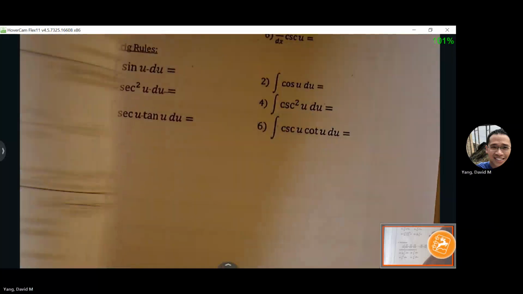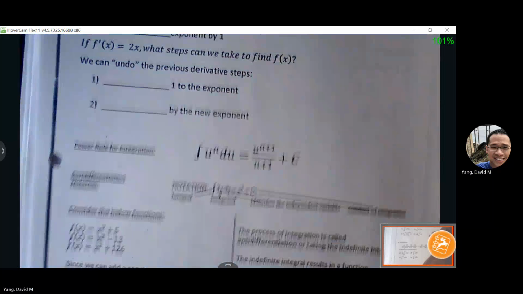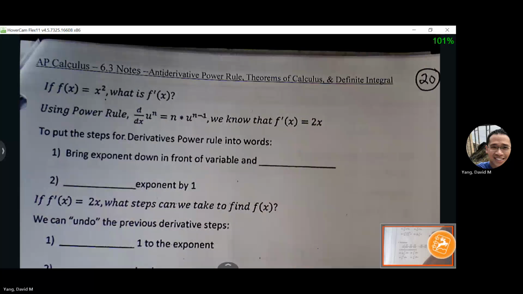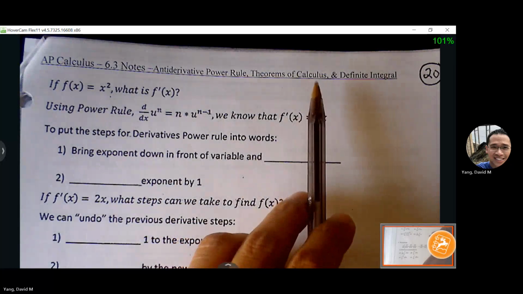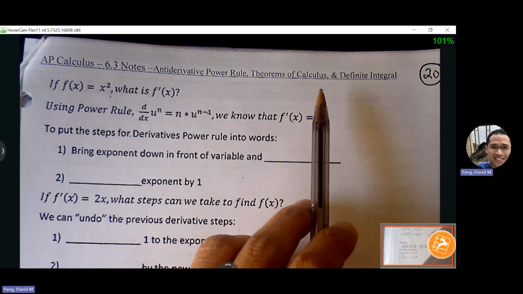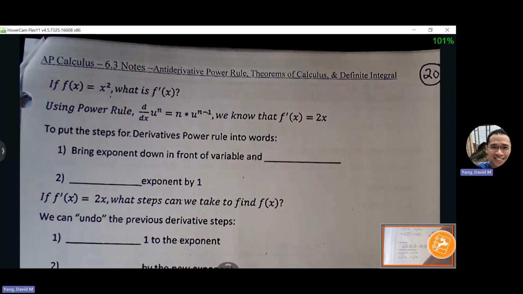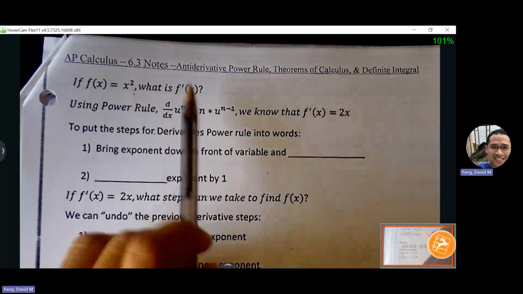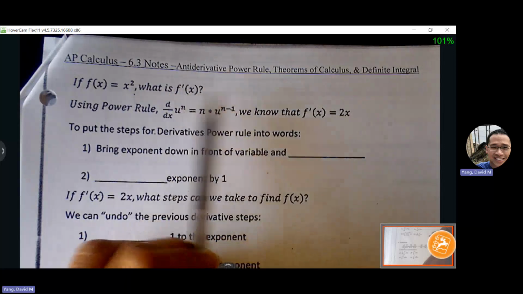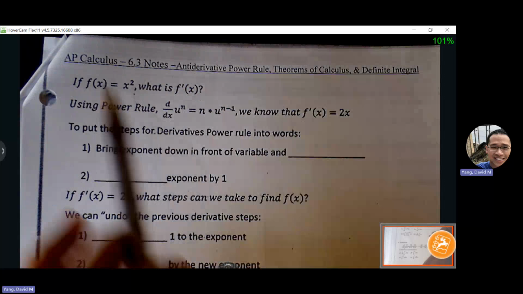Page 20. So we have a much more efficient way of finding area under the curve rather than having to go through a limit definition. Just like how first semester we found that there's a limit definition for the derivative, which is very inefficient. Then we learned the power rule. Same process here. We have something called the power rule for antiderivatives, which will allow us to find the area under the curve a lot more efficiently.